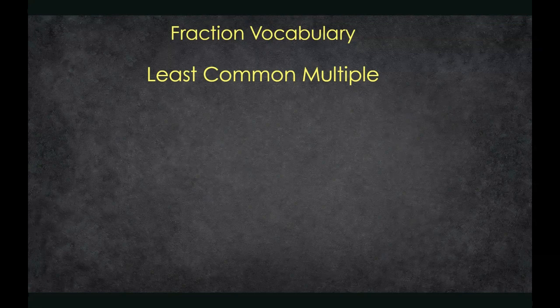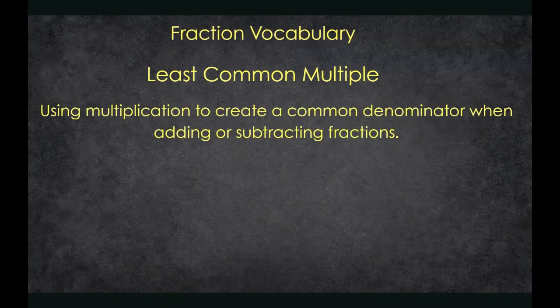So one of the things that I want to remind you of what we talked about in our last video is least common multiple. This is going to be our strategy that we're going to be using. When we add and subtract unlike denominators, we have to convert those fractions into common denominators, and we use our strategy, the least common multiple. It's where we use multiplication to create a common denominator when we add and subtract, and those denominators are different.